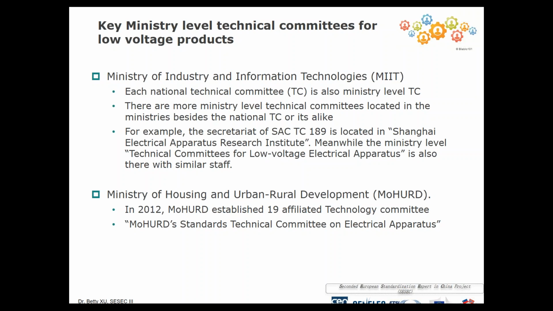And then another very important ministry is the Ministry of Housing and Urban Rural Development, MOHURD. In 2012, MOHURD established 19 affiliated technical committees, and one of them is the MOHURD Standards Technical Committee on Electrical Apparatus.